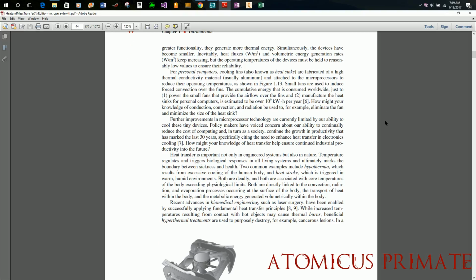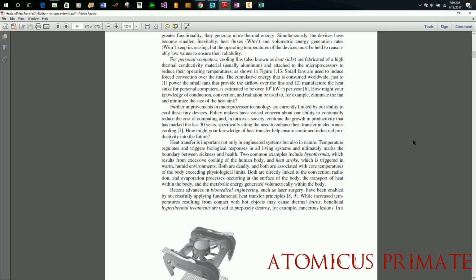Heat transfer is important not only in engineered systems but also in nature. Temperature regulates and triggers biological responses in all living systems and ultimately marks the boundary between sickness and health. Two common examples include hypothermia, which results from excessive cooling of the human body, and heat stroke, which is triggered in warm, humid environments. Both are deadly. Both are associated with core temperatures of the body exceeding physiological limits.